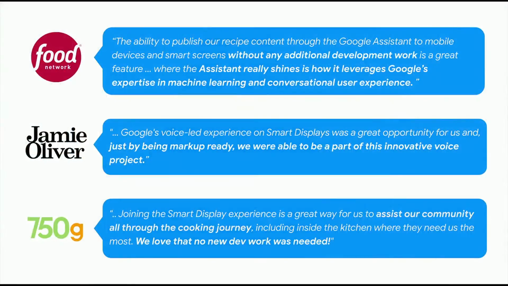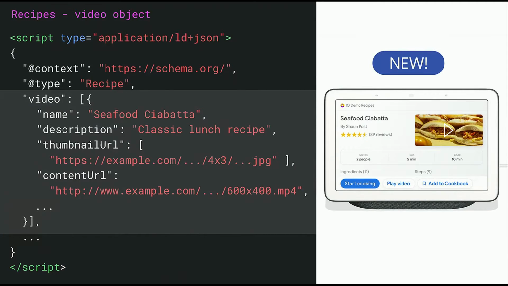We have been seeing great publisher success with the structured data program. You can see a few quotes from recipe publishers, where they highlight the ease of engaging with their users on Assistant and getting out-of-the-box machine learning experience without doing any additional code work other than marking up their site. And that's why we continue working on our structured data program. I am happy to let you know that our recipe schema.org markup now supports video object. With this, you can mark up your video content on your site, and it will show up on Google Home Hub, where your users can engage with your content further.